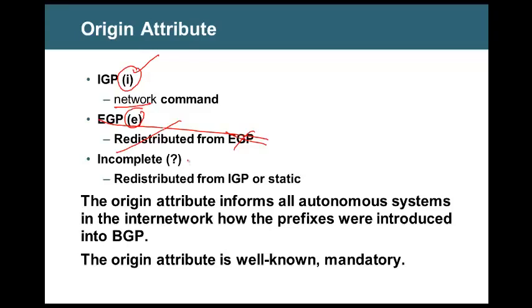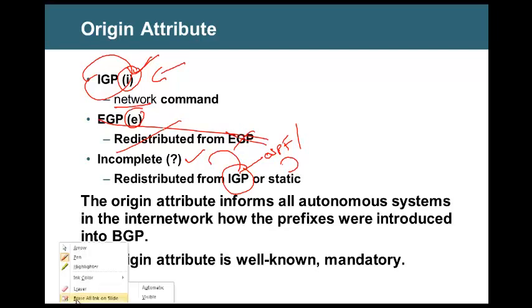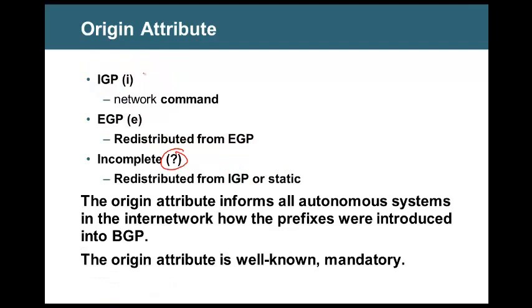And if somewhere it has been redistributed from another protocol like OSPF, this IGP is not the interior gateway protocol. This means interior to this BGP. This is OSPF or RIP or EIGRP. When you redistribute routes from an IGP protocol or static route, then they are incomplete. They have a question mark. So which is preferred? Always lower is preferred. I is lower than E, and E is lower than question mark.